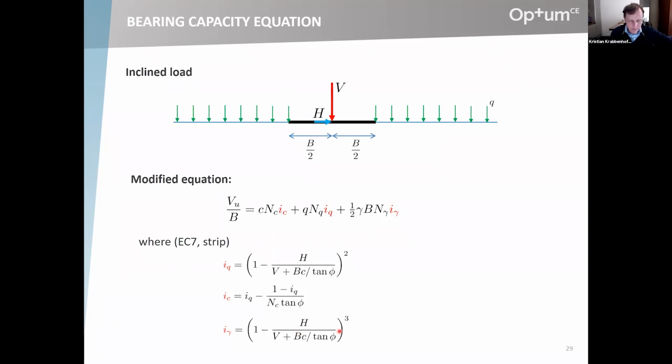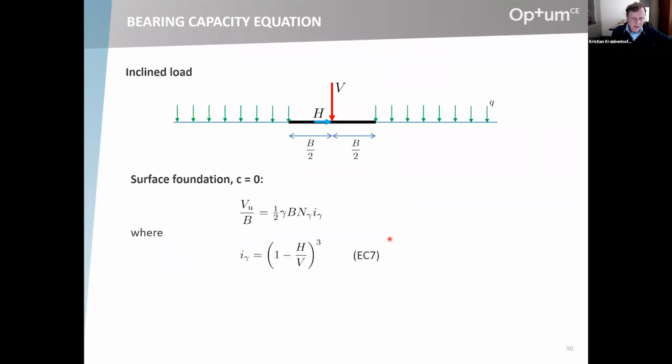This is the Eurocode 7 inclination factors for a strip footing. I had a look at the special case where we have a surface foundation on sand, so no cohesion and no surcharge. And we have then just this simple equation here where the i-gamma according to Eurocode 7 is this expression here, 1 minus H divided by V. And I thought that was not exactly optimal, so I had a look in some other codes.